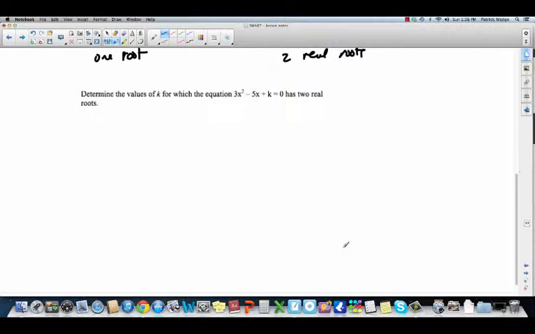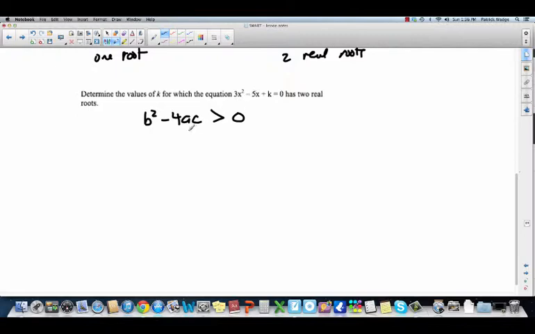Okay, determine the values of k for which the equation 3x squared minus 5x plus k equals 0 has two real roots. Well, if there's two real roots, what has to be true about b squared minus 4ac? What needs to be true is that amount has to be greater than 0. So all we do is plug in these things and solve the inequality.